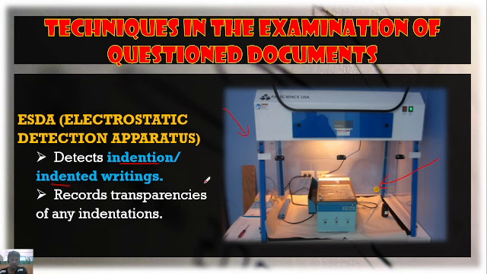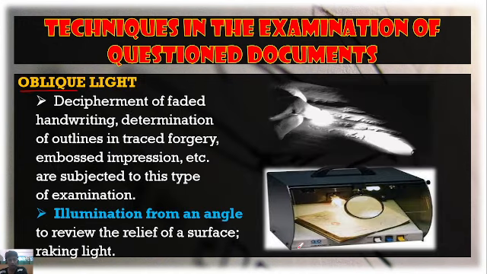lighting. Okay, so oblique light naman, ito naman, kung kanina sa transmitted light yung light source ay nanggagaling sa baba, when it comes to the use of oblique light, it is angled, okay, sidewards. Okay, it is positioned maybe on the side. Okay, as you can see in here, the light is positioned on the side of the question document. So what is the purpose? The purpose is for, okay, decipherment of faded handwriting.